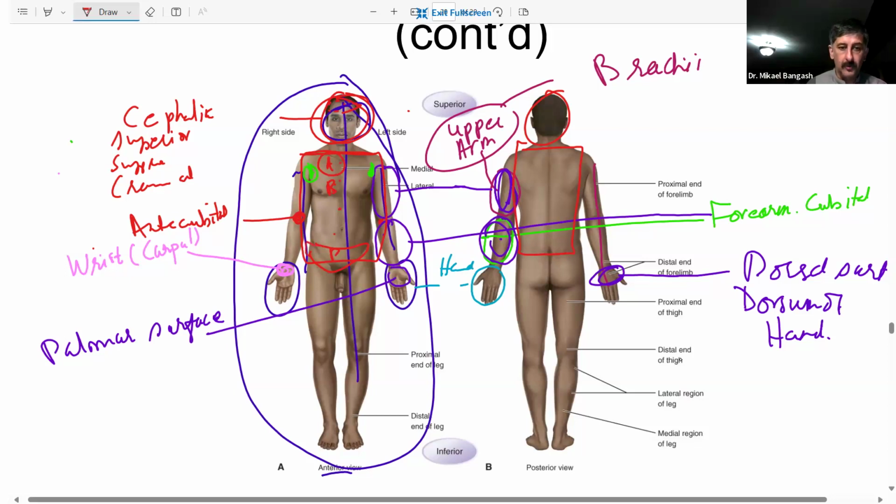Whereas when you go down here, in terms of the torso, it becomes pelvic, meaning due to the pelvis. They may even use the word caudal. We can even say inferior, which is the opposite of superior, or we can even say infra.